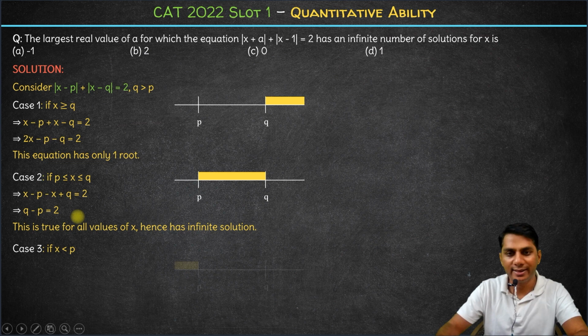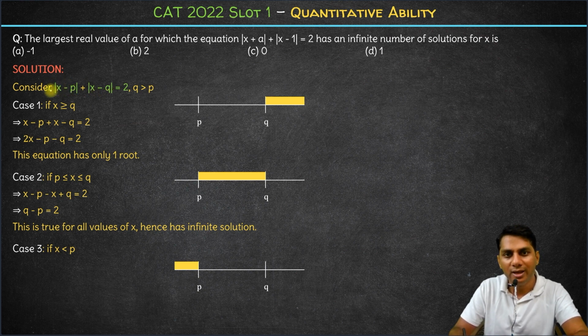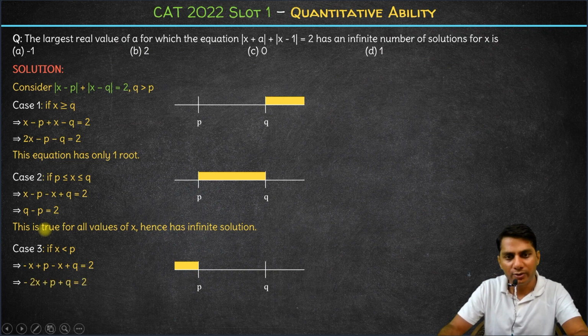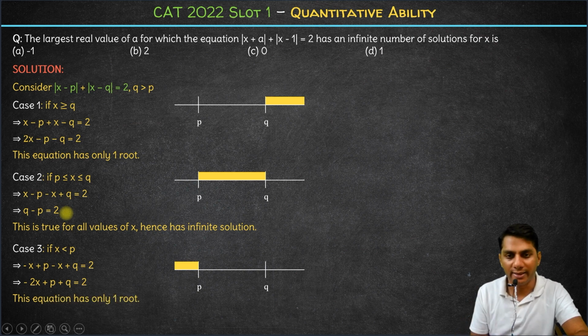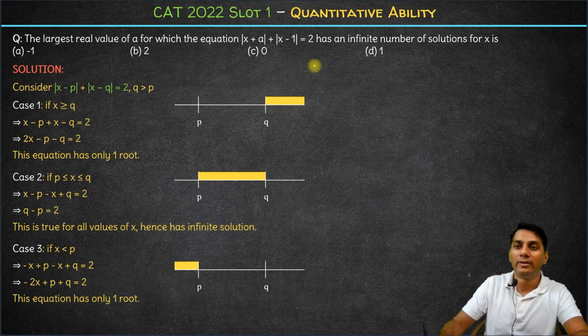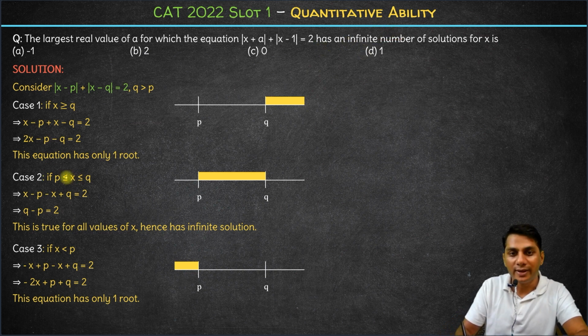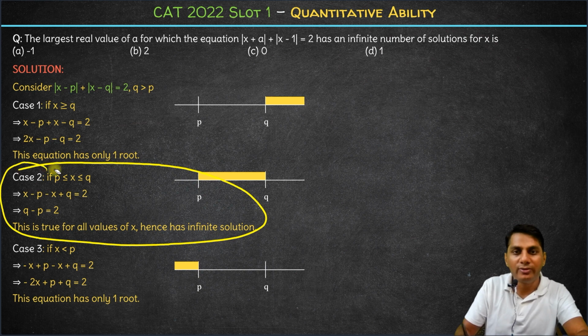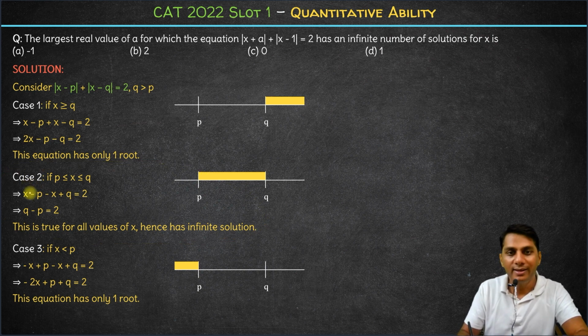And finally, if x is less than p, that is this case, then both these terms will be negative. So the mod will be removed by putting a negative sign here. So we'll have (−x + p) + (−x + q) = 2. So we'll have −2x + p + q = 2. So again from here we'll get a single value of x. We'll get a single solution of x. We will not get infinite solutions. Since we want infinite solutions, we get infinite solutions only from this case. So this must be the case. What is the case? The case is that the difference between the two constants here is 2, right?